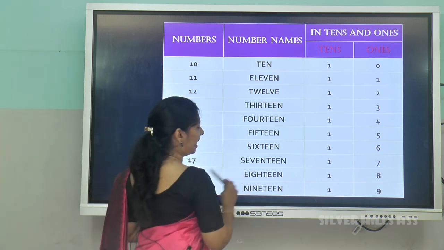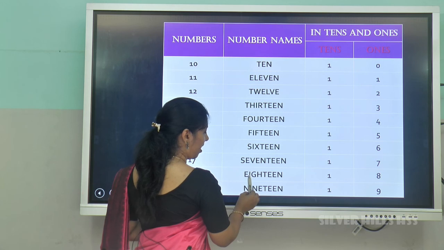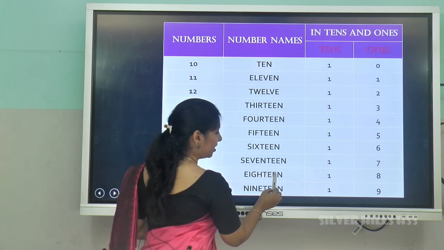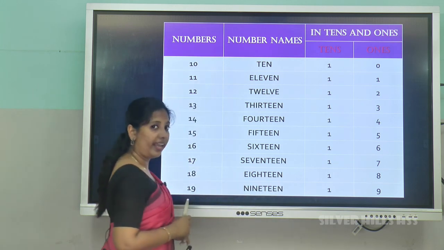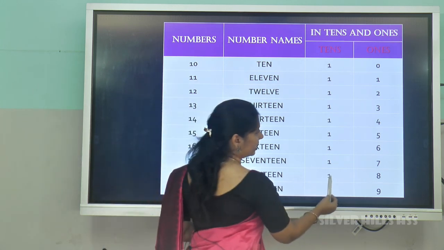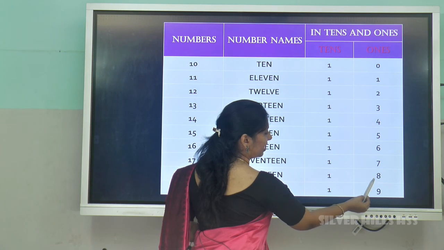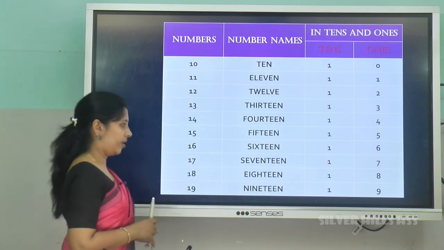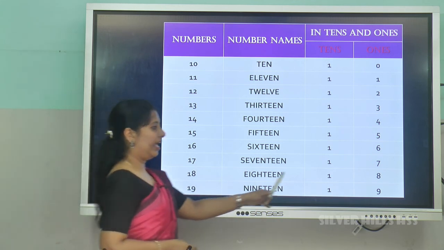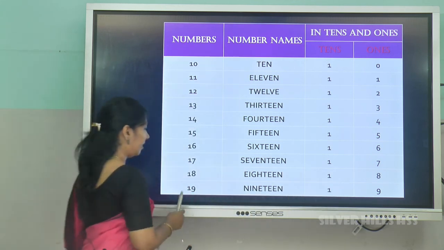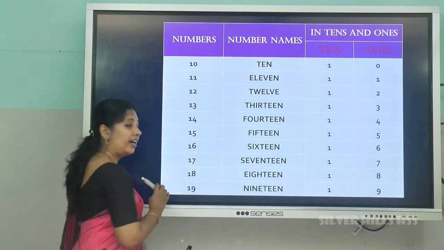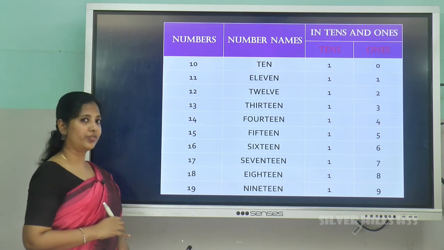After 17, 18 will come, right? How will we spell 18? E-I-G-H-T-E-E-N, 18. And in ones position we will write 8, and in tens position we will write 1. So 18.